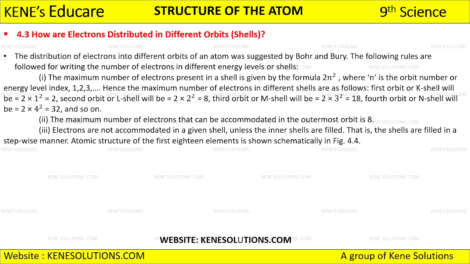I hope you all are going through this, how exactly the electrons have been distributed in different orbits, because we have K shell, L shell, M shell, and N shell, right? And based on the formula 2n square, these electrons have been distributed in different orbits. So I want you all to please go through it quickly.